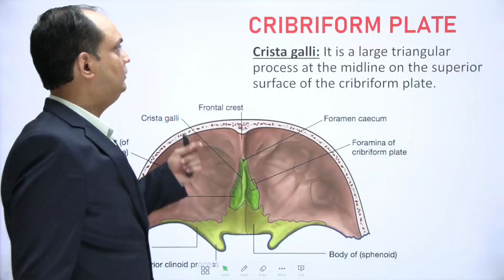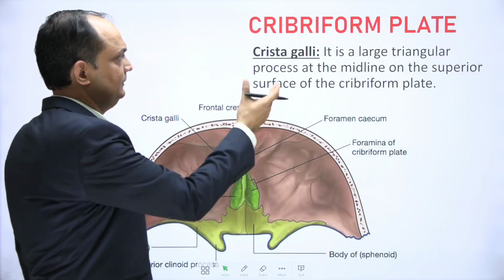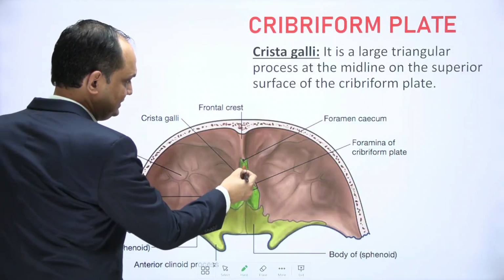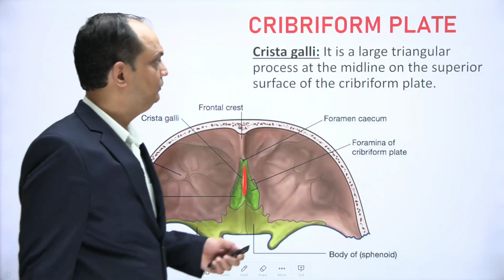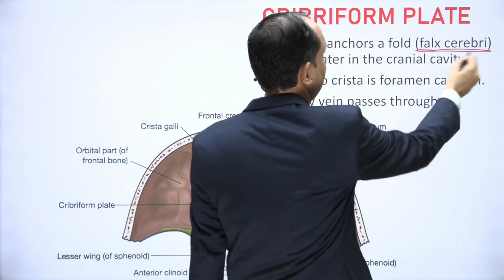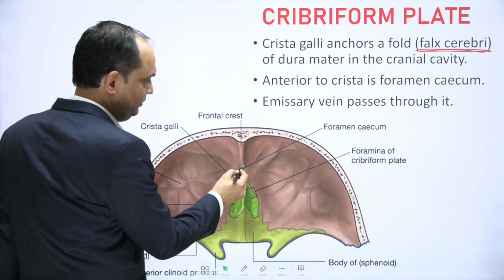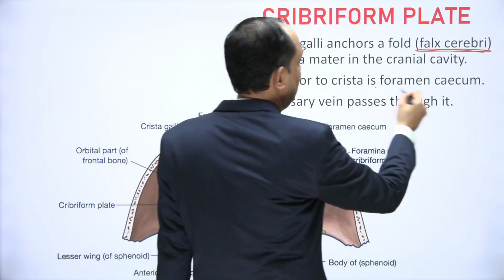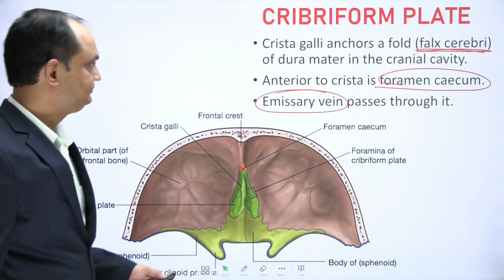Clear? Now what is crista galli? Crista galli is a triangular process in the midline of the superior surface of the cribriform plate that you know, and this crista galli gives attachment to the anterior part of a dural fold, and that dural fold is known as falx cerebri. Anterior to the crista galli, you have a very small foramen. This foramen is known as foramen cecum, and this foramen cecum allows passage of an emissary vein.